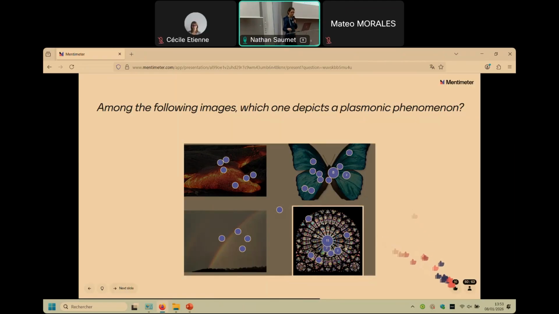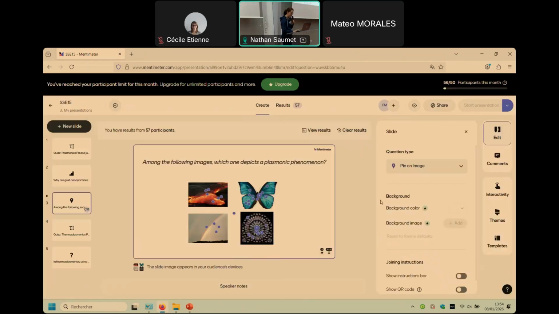The butterfly wings here are due to photonic crystals, so it's not plasmonic. There is no metal inside. This is molten lava, so it's only the thermal radiation due to the temperature, so it's not plasmonic as well. And here it's a rainbow, so it's a refraction of the light in water droplets. So this is not plasmonic. Thank you for this participation.